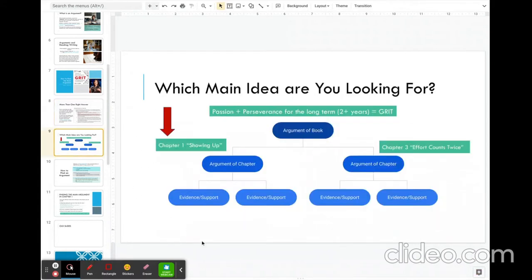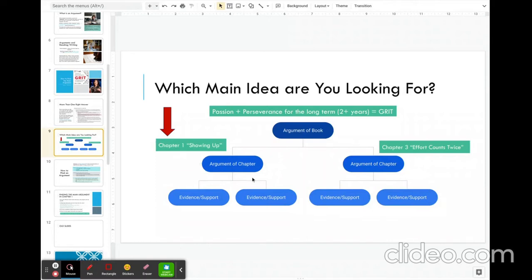So just to give you a visual, because I know we're throwing around the terms argument and main idea a lot, there is the main idea and the argument of the entire book of Duckworth's book, Grit: The Power of Passion and Perseverance. All right, so we would say that this is the main argument of the book, and it's like this: passion plus perseverance for the long term equals grit. That's Duckworth's main argument. What I'm asking you to do in the reading questions is find the main argument of the chapter.